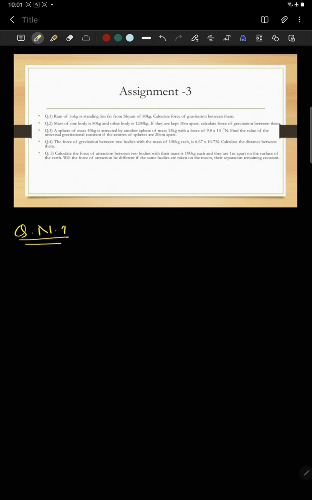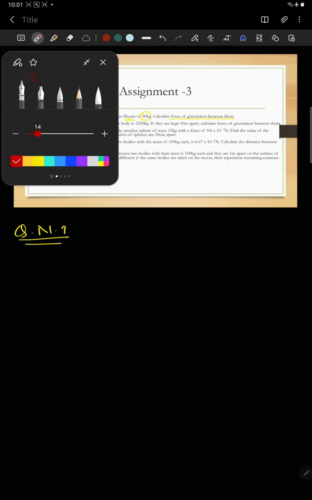In question number 1, there are two persons, Ram of 50 kg and Sam of 80 kg. They are standing 5 meter away from each other, means this is the distance. So when they do so, what is the force of gravitation between them? Based on this question, let us draw one figure.